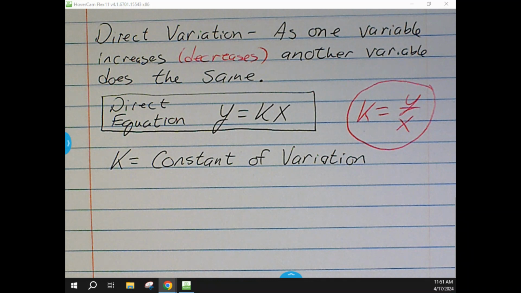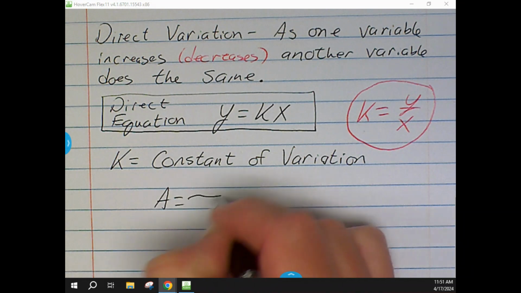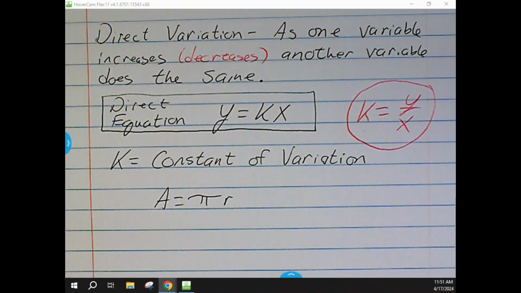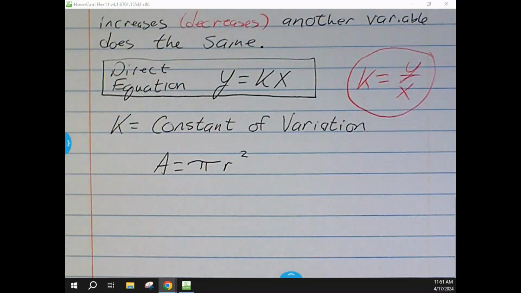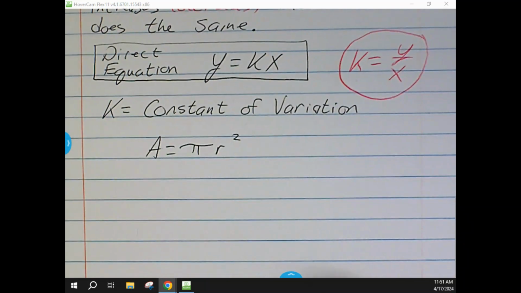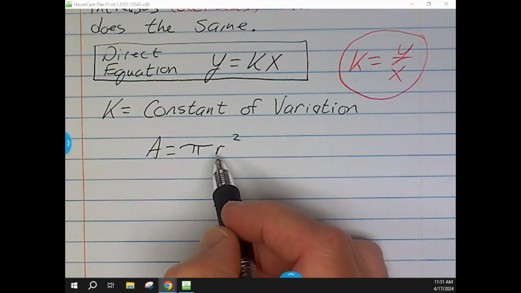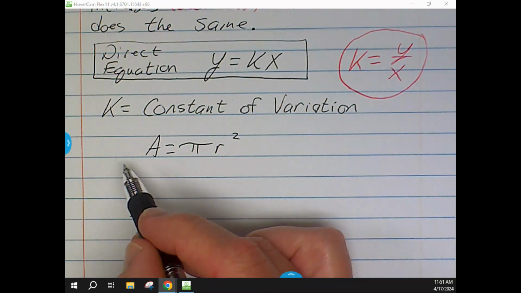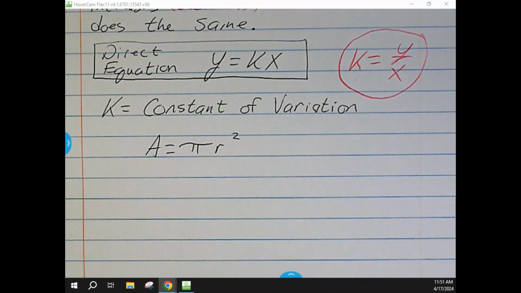What's probably one of the most famous equations we've got? What's the formula for the area of a circle? Area equals pi r squared, right? Everybody remembers that one, right? That's a direct variation equation because what happens if you make the radius a little bit bigger? What happens to the area? It gets bigger, right? If you take the radius of a circle and make it a little bit smaller, the area will get smaller.